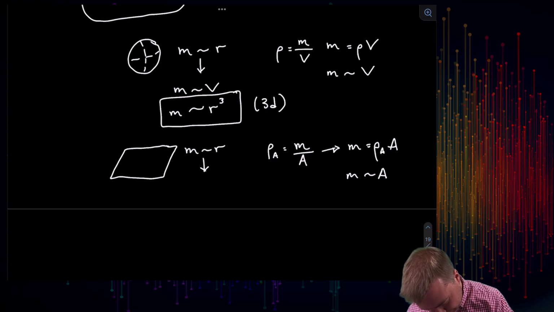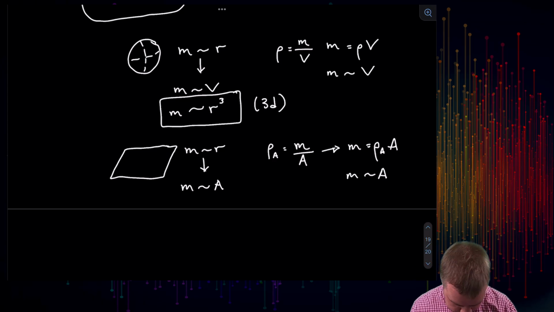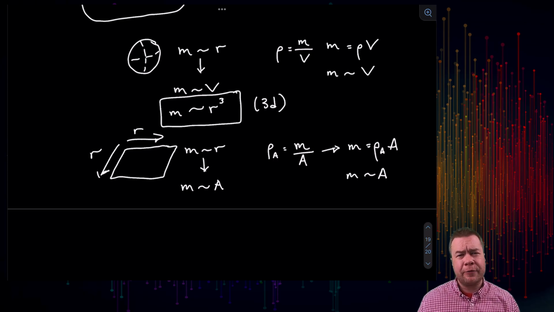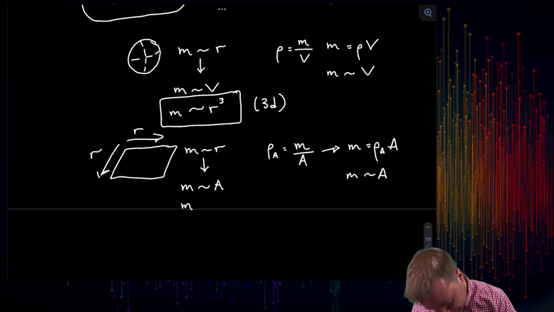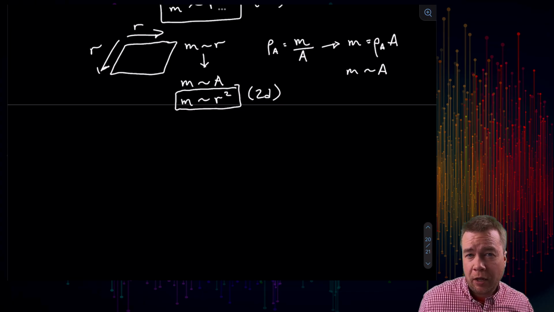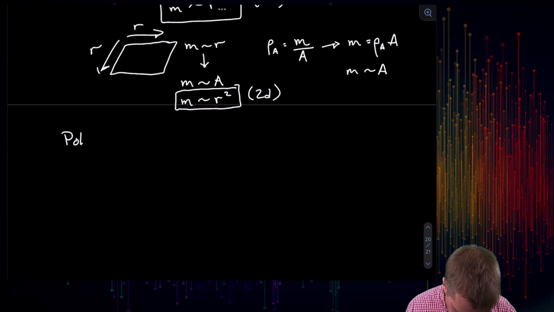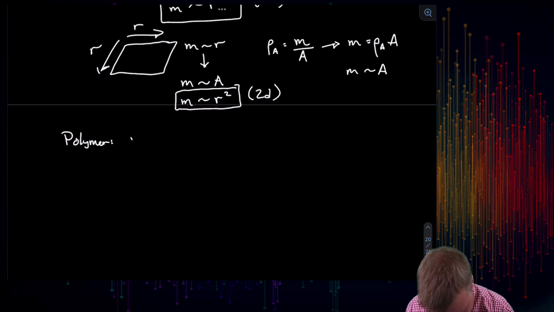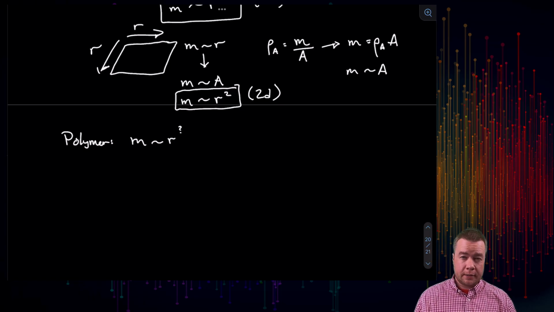And so if we were to do this calculation, mass would scale as area. And let's just say we've got a sheet of paper that's roughly R by R. It doesn't matter if they're equal or not, but let's just assume that they are, just to make this a little simpler. This would mean that mass would scale as R squared. And so the question is, if you had a polymer, mass scales as R to the what?